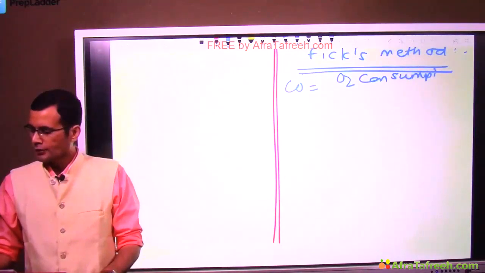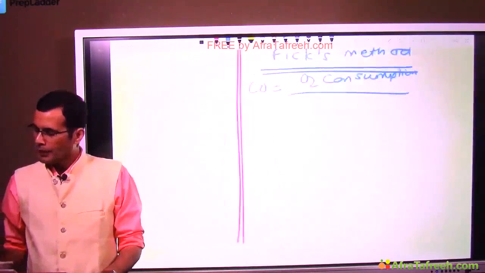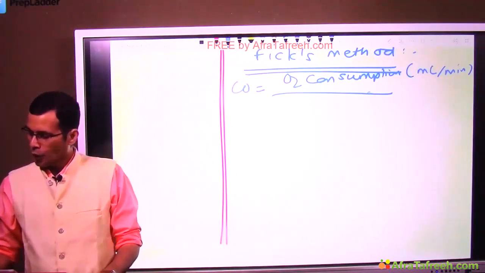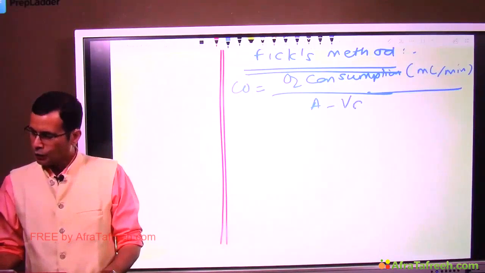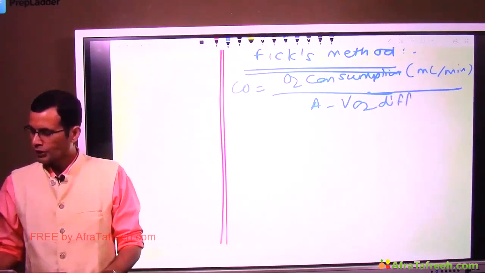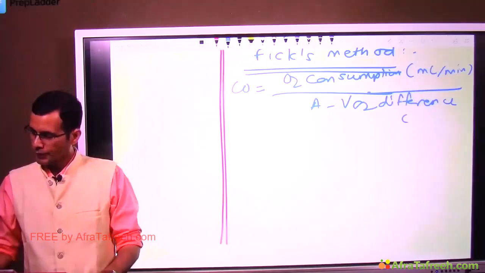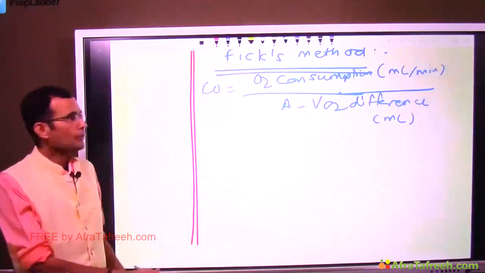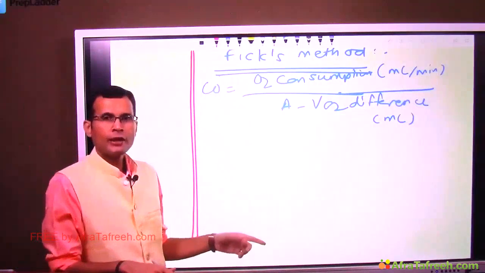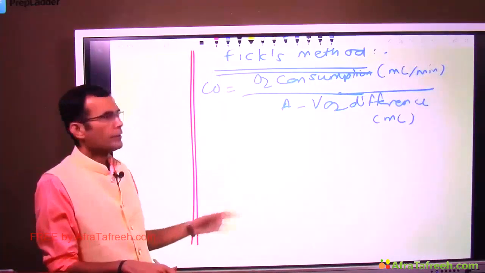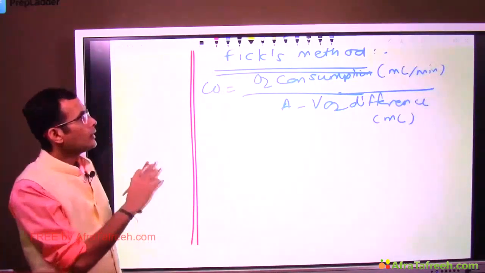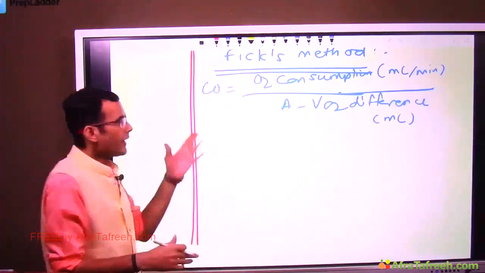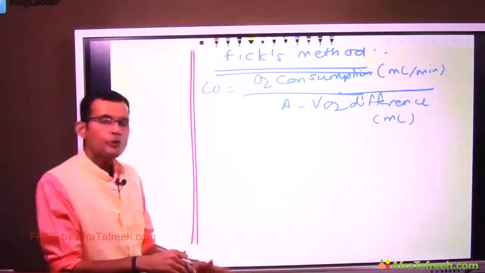oxygen consumption in ml per minute by the entire body upon arteriovenous oxygen difference in ml. Okay, you can refer to the section on cardiac output once again. Now coming to the blood flow to an organ, the same equation can be used.